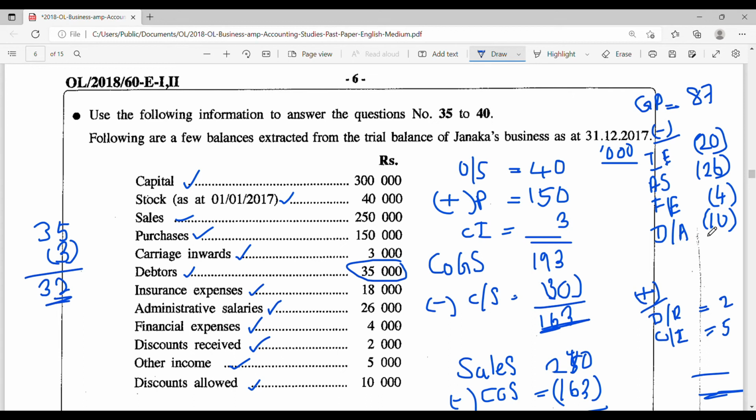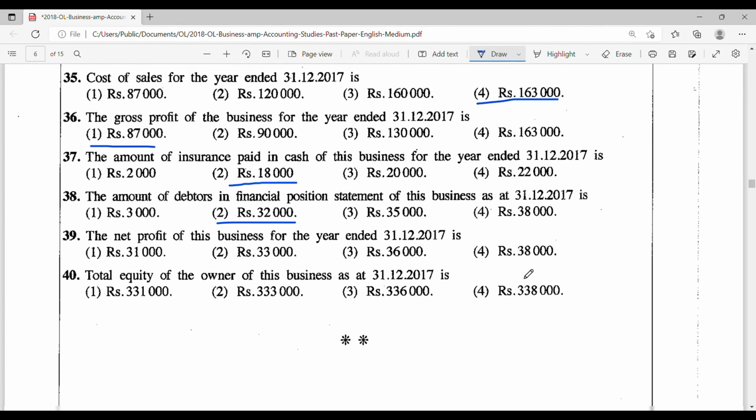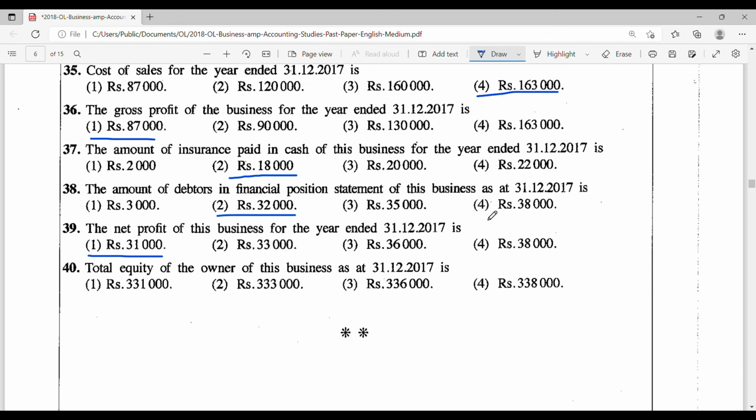Remember, there were bad debts. That's why when you're reading, you should mark those at the edge. You need to recognize the bad debt of 3,000 as an expense as well. So let's see the total cost that we need to deduct from 87. You have to deduct 63 as expense from 87, which will give you 24. To 24 you need to add 7,000 which is income, giving you a net profit of 31,000. Yes, that is answer 1.